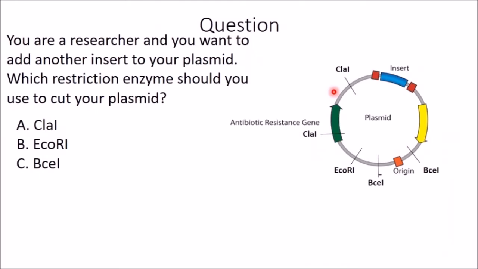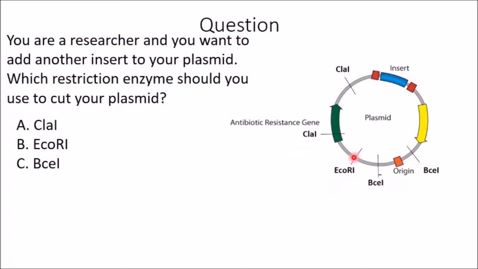So question, you are a researcher and you want to add another insert to your plasmid. Which restriction enzyme should you use? So a restriction enzyme is a sequence and structural specific enzyme that will cut DNA at a certain sequence. And these are the sequences involved here. So which place should we cut to add a new insert? Assuming that wherever you put it, there's going to be a promoter for that insert. So the answer is EcoR1, this guy right here.